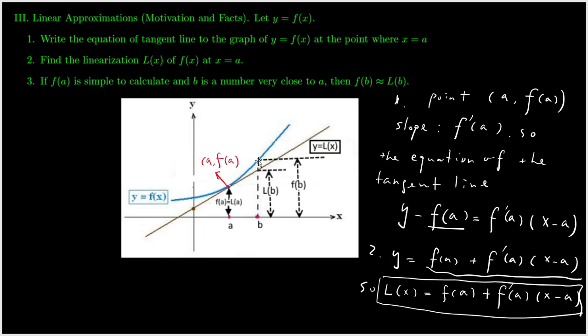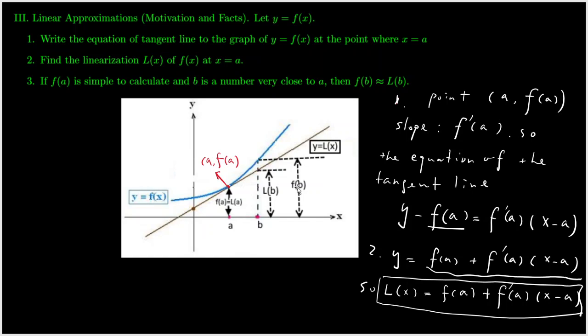However, if the value of the function at a is simple to compute, we can use the value of L of x at b to approximate the value of the function f at b. I'm trying to say when b is very close to a, we can use the value of the linear function at b to approximate the value of the function at b. This is going to be useful to approximate some numbers. Okay.